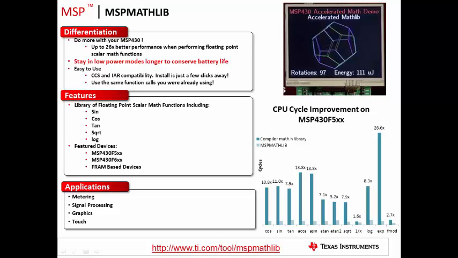TI also has MSP430 IQMathLib, which is a collection of optimized fixed point functions which allow you to run up to 100 times faster when executing scalar math functions.